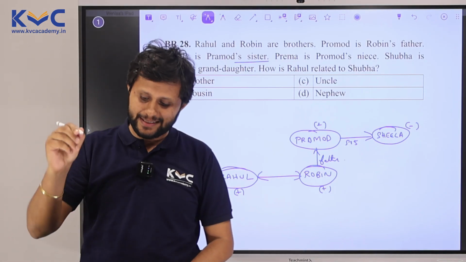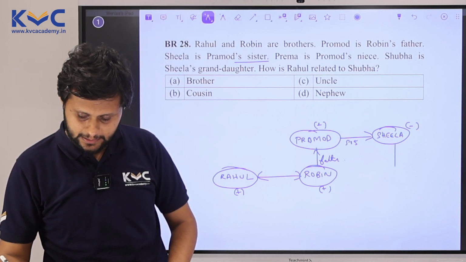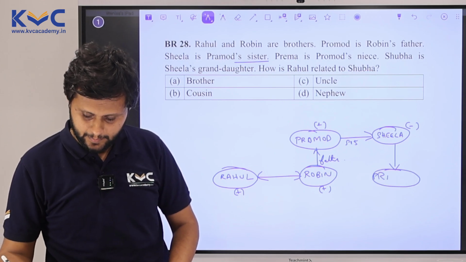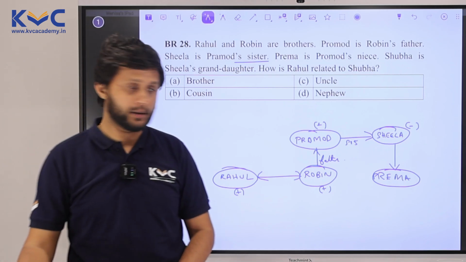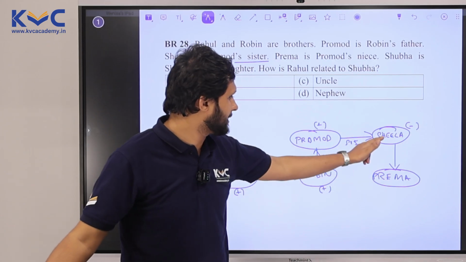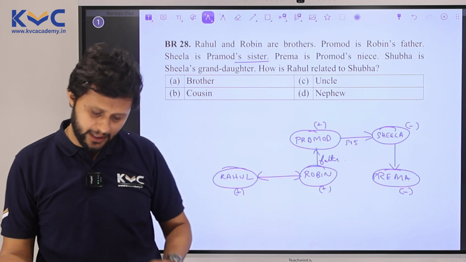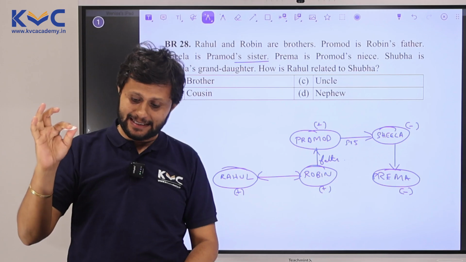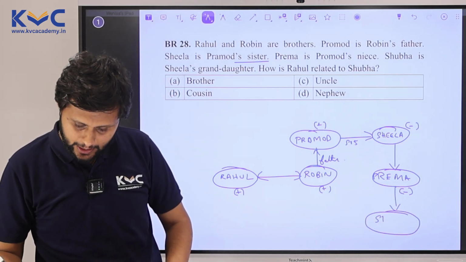Prema is Pramod's niece. So it should be over here. This is Prema. Did I get Prema right? Yeah, Prema. Okay, just confirming. Niece. So we're talking about sisters' daughter, which is again female by nature. Shubha is Sheila's granddaughter. Daughter's daughter, we have Shubha.